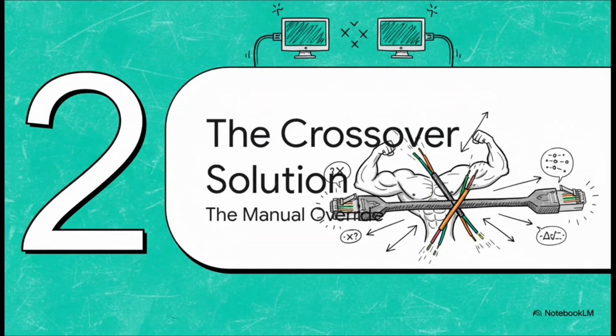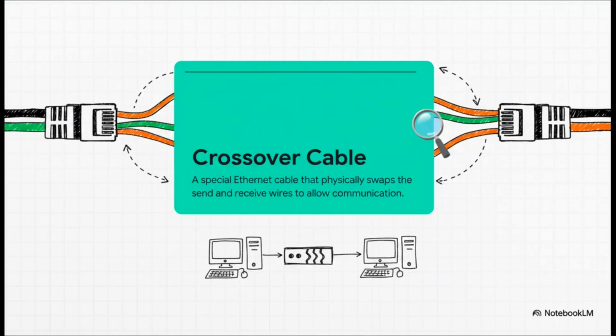So how in the world do you fix this communication breakdown? You need a translator, right? Or in this case, a special cable that's built to do the translating for you. So let's meet the hero of our story, the crossover cable. A crossover cable looks almost identical to a regular one, but it's got a crucial difference hidden in its wiring. Its entire job is to physically swap the send and receive pairs, fixing that exact mismatch we just saw. It's a really clever, beautifully simple manual fix.